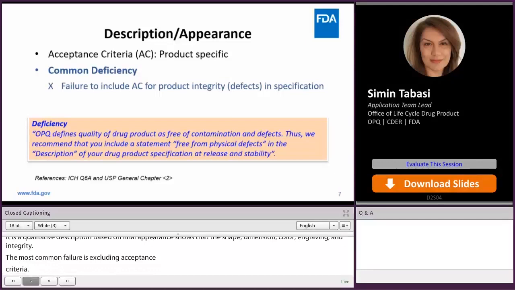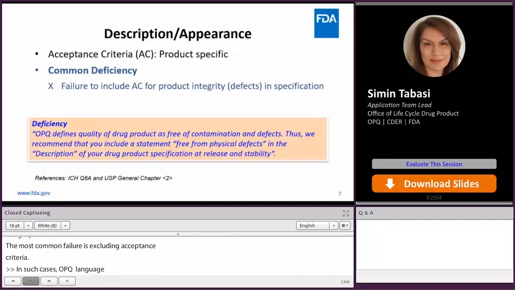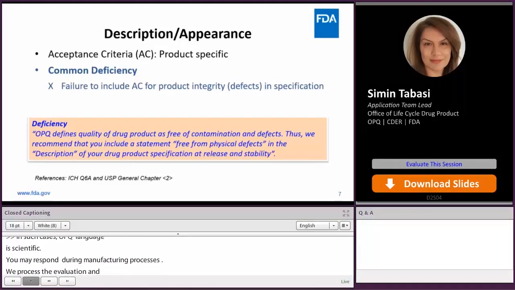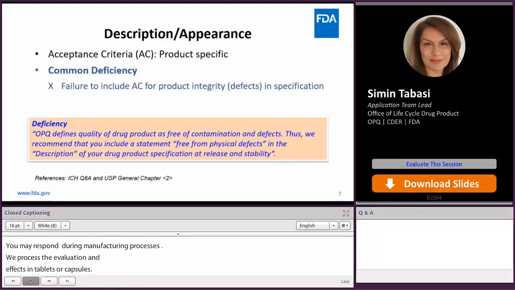Some applicants may respond that tablet or capsule defects are being tested during the manufacturing process, so it is not necessary to include it in the product specification. Applicants should consider that in-process evaluations of defects in tablet or capsule do not address the changes that may happen due to warehousing, packaging, as well as instability during shelf life.